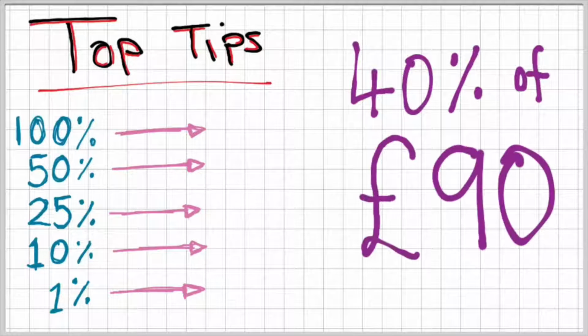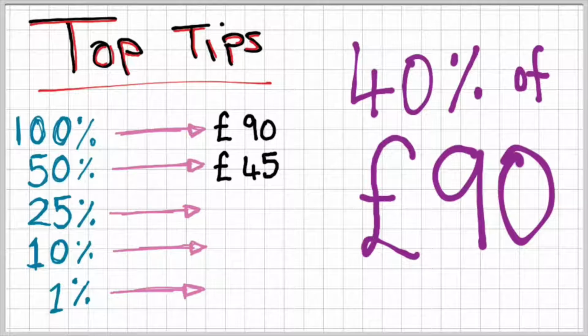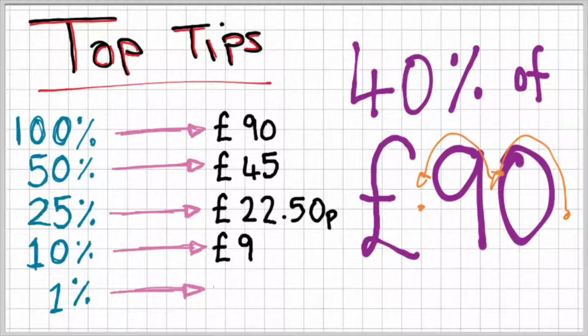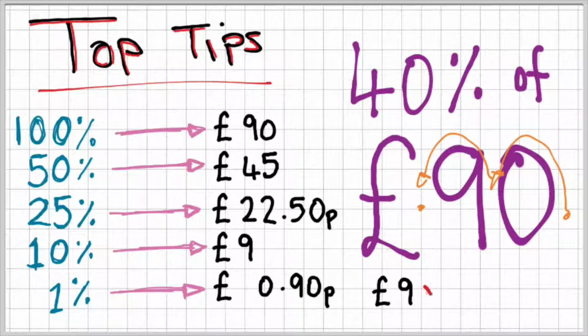So let's start off with an example and find 40% of £90. So we know that 100% of £90 is £90. Half of that, which is 50%, is £45. And then 25%, which is either a quarter of 100 or half of 50, which will give us £22.50. 10% is really easy. So if we move the decimal place once to the left, we'll get £9. And then 1% would be moving the decimal place again to get 90p. So 40% of £90 would be 10% times 4, or in this case £9 times 4, which is £36.